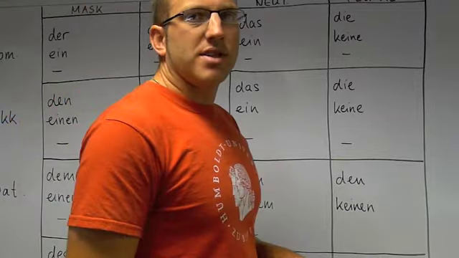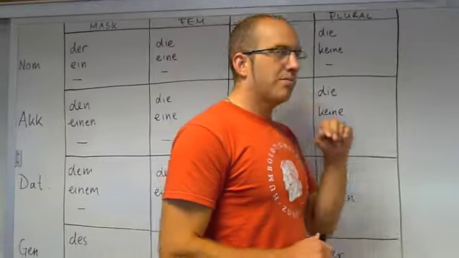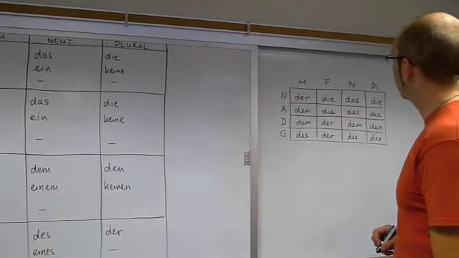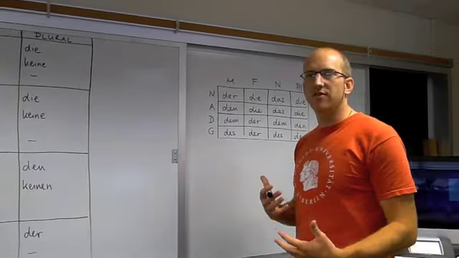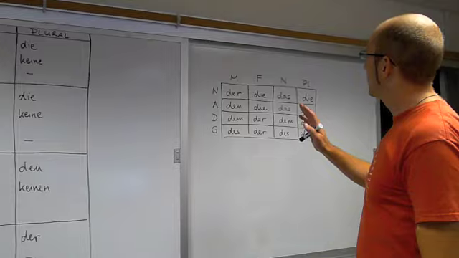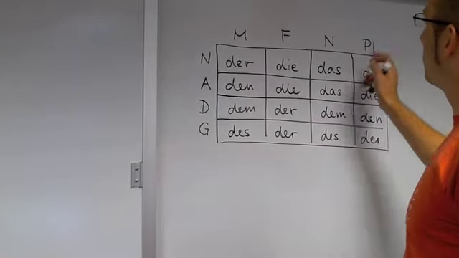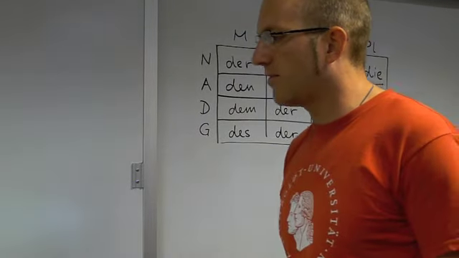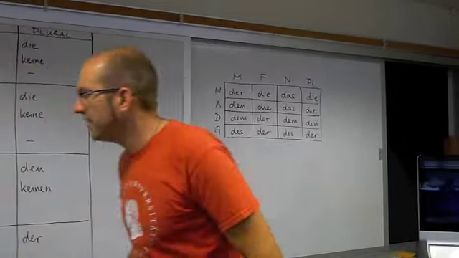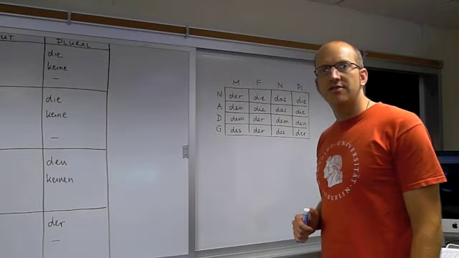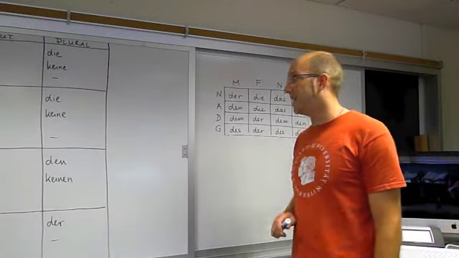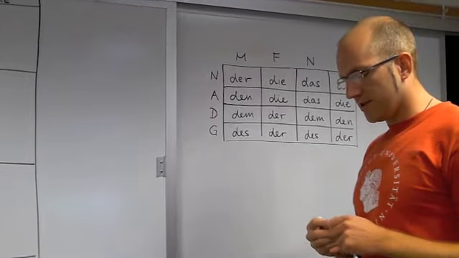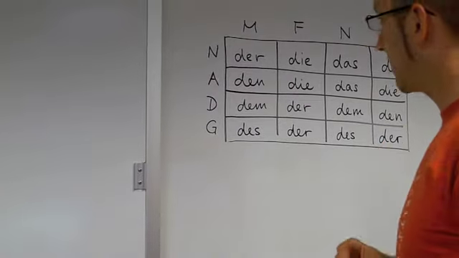We're going to start a little simpler over here with the basic chart covering all the definite articles. By now this should be pretty familiar to all of us. We have masculine, feminine, neuter, and plural, and I've already put the articles in there. We want to make one fundamental distinction, and that is between strong adjective endings and weak adjective endings. The chart here with the definite articles is going to give us all the strong endings.